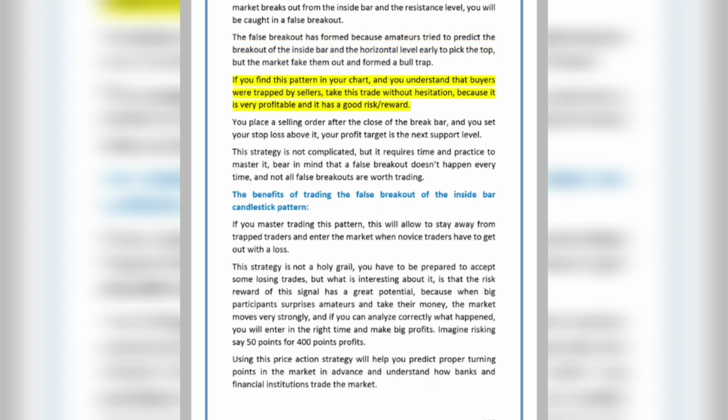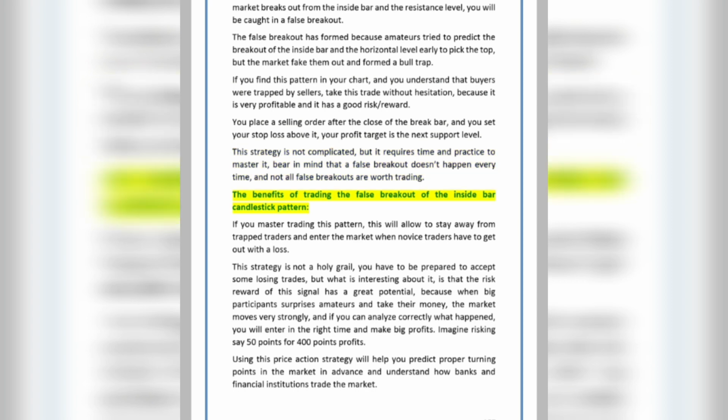If you find this pattern in your chart, and you understand that buyers were trapped by sellers, take this trade without hesitation, because it is very profitable and it has a good risk-reward. You place a selling order after the close of the break bar, and you set your stop loss above it. Your profit target is the next support level. This strategy is not complicated, but it requires time and practice to master it. Bear in mind that a false breakout doesn't happen every time, and not all false breakouts are worth trading.